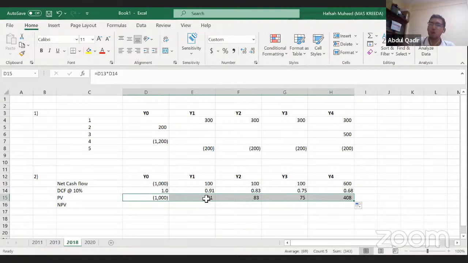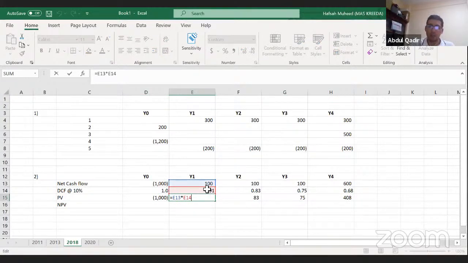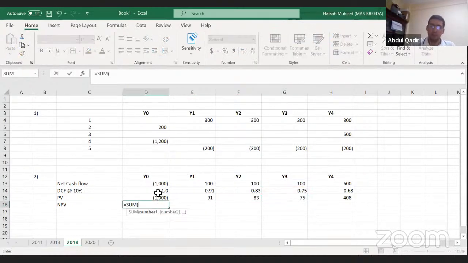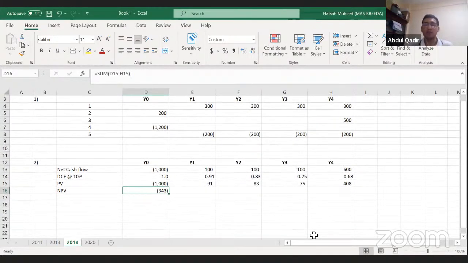So that's what I'm trying to show you: how do we merge these both NPVs, because there is already an NPV, and you're doing another NPV. So then you will multiply the other cash flows by the discounting factor for each year, and then you sum it up at the total. And you get 343,000 negative NPV. So here it's negative 343.